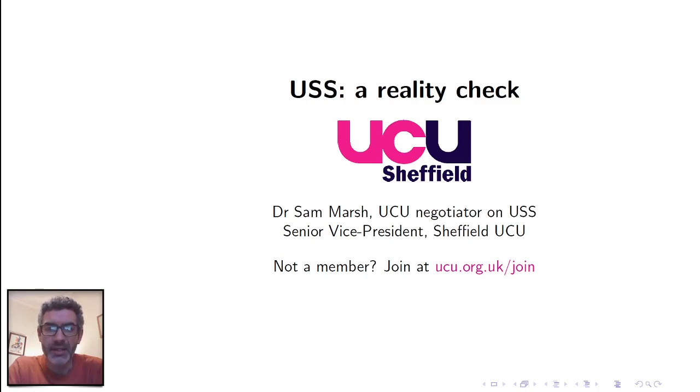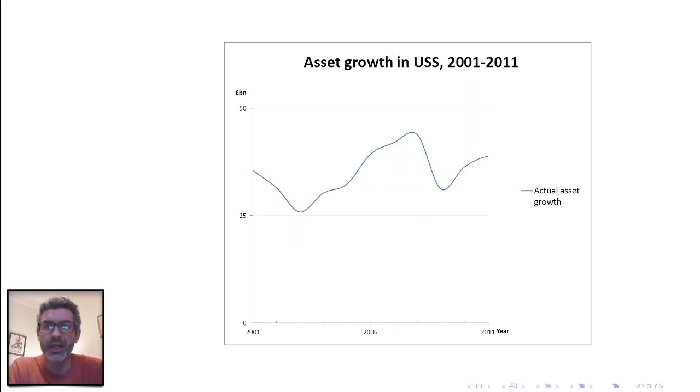Okay, with that said, let's crack on and start off by looking at a 10 or 11 year period from 2001 to 2011. I'm stopping there for the moment, but we'll get successively further forward in time. So this is a graph showing how the assets performed over that time period based on annualized returns from the USS annual reports.